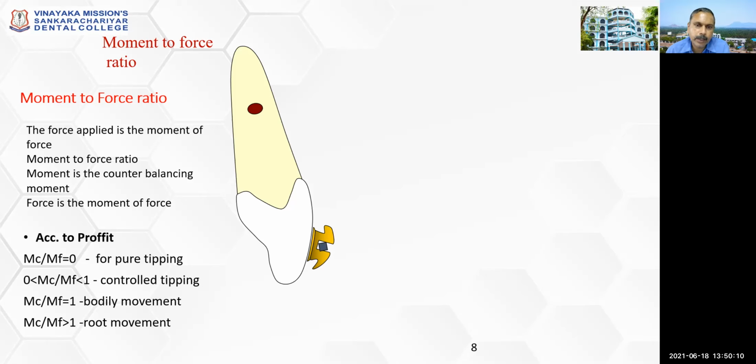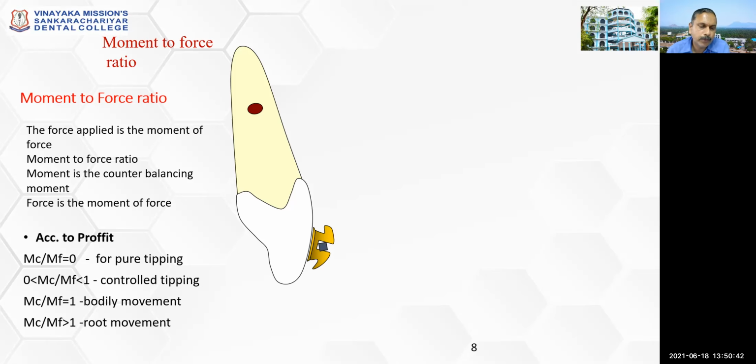For that, I will give you an example. If the moment of force applied is 100 grams and the counterbalancing moment is 1000 grams, then what is the ratio? 1000, that is the counterbalancing moment, is to the moment of force, that is 100 grams. So 1000 is to 100, the ratio is 10 is to 1.